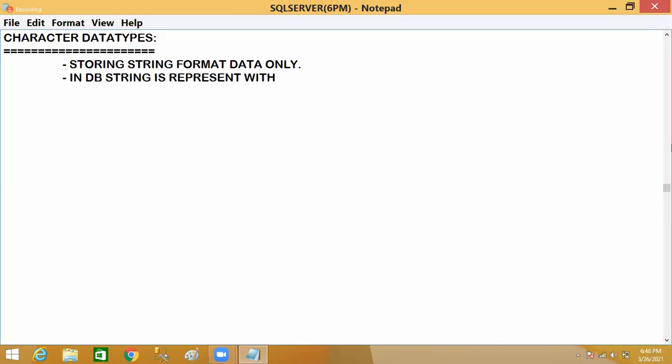And in our database, string is represented with single quotes, guys. Actually, on the front end side, in .NET and Java and some other languages, a string is represented with double quotes. But guys, when you come to the back end side, the string is not represented with double quotes. We are not using double quotes here; we represent a string with single quotes.